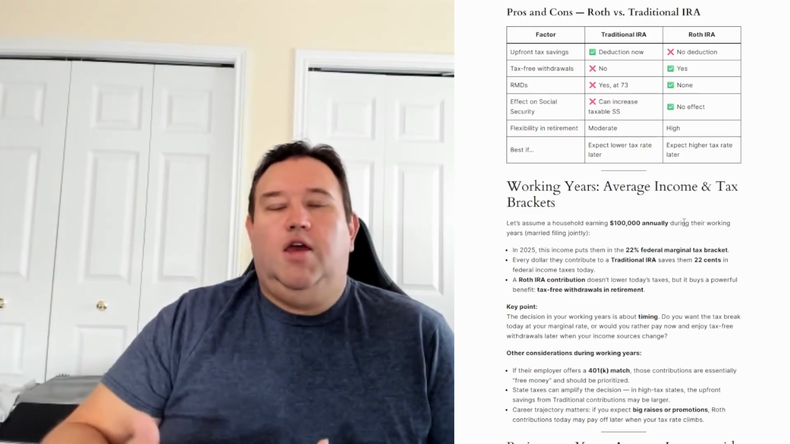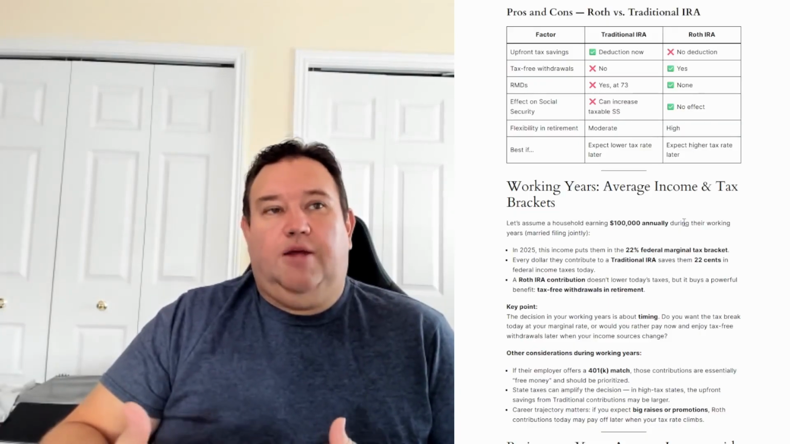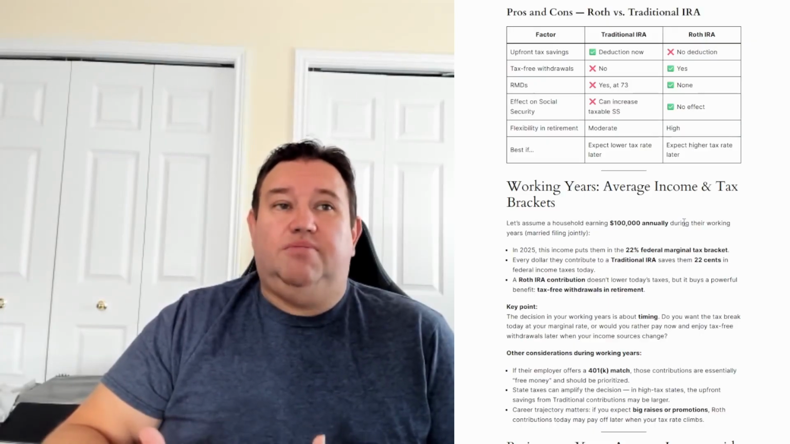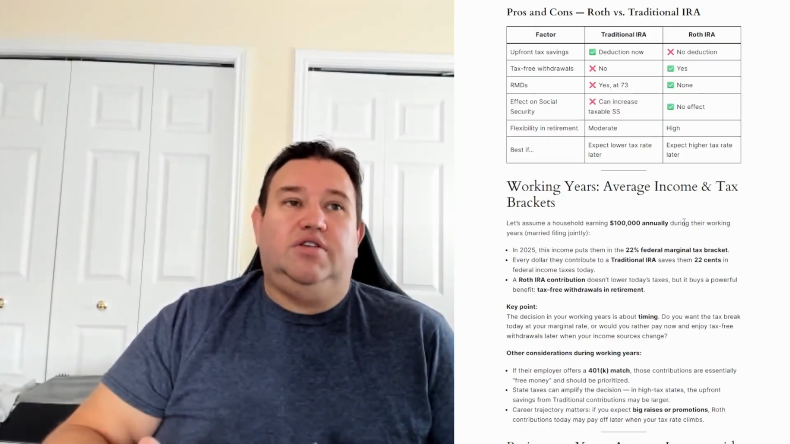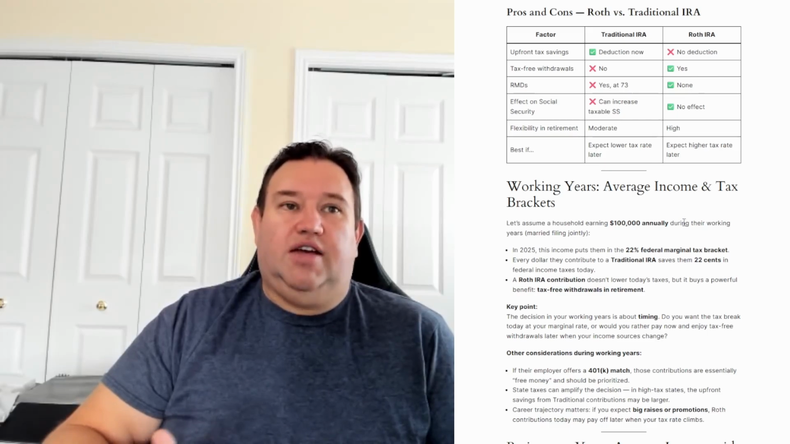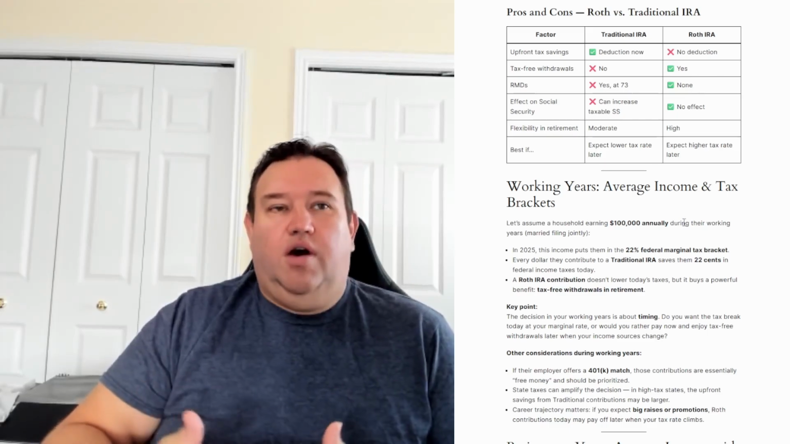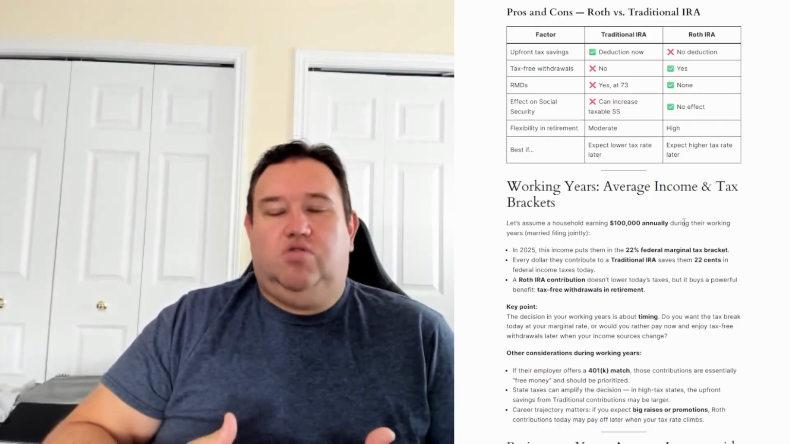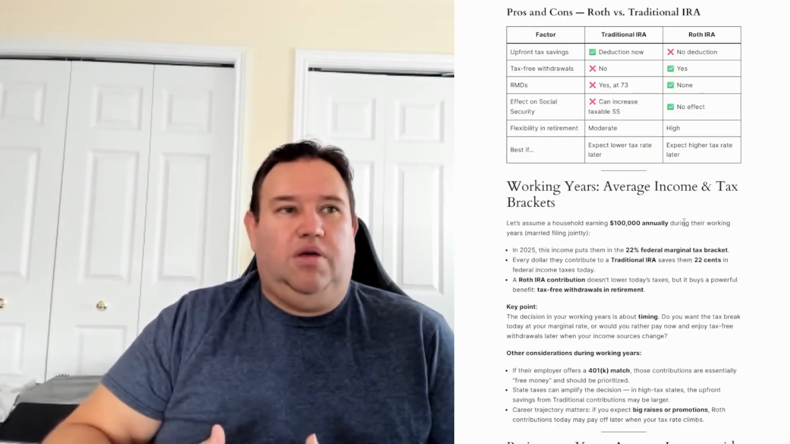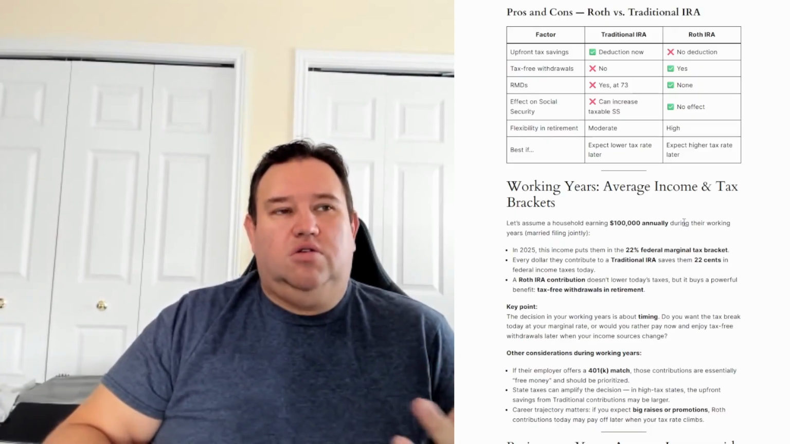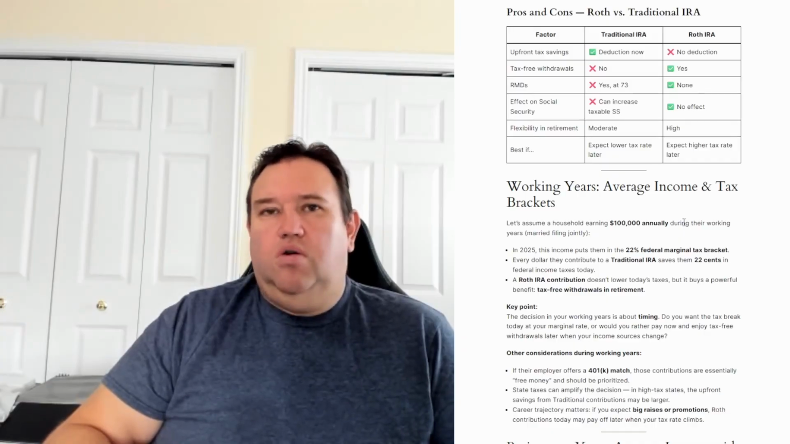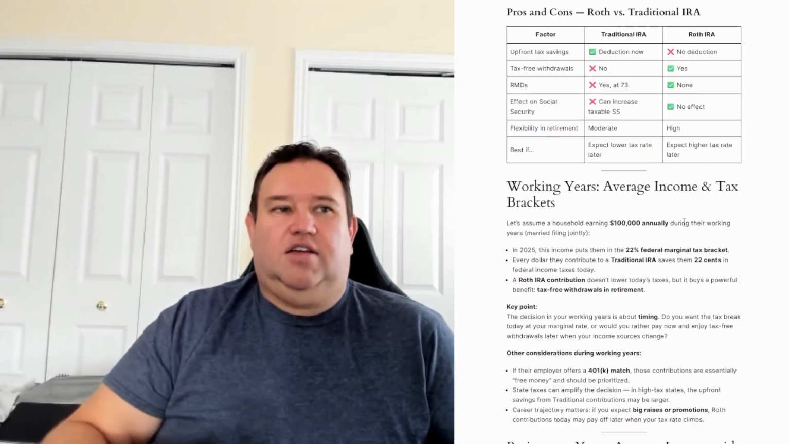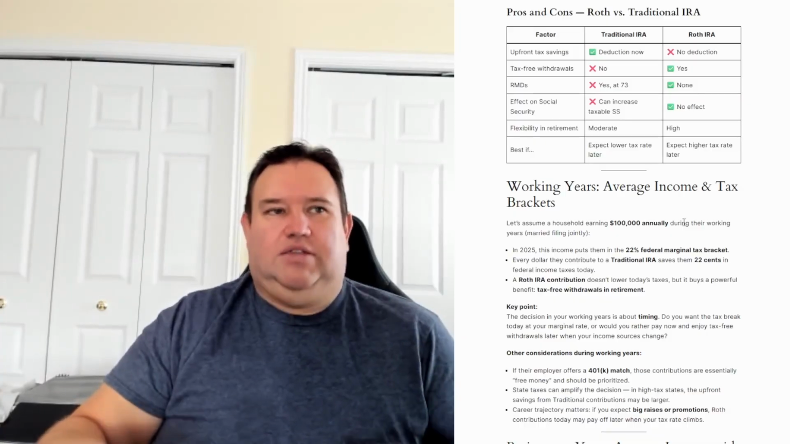Effects on Social Security. This is the big one that starts getting into planning. Traditional IRA withdrawals will count as income and may possibly increase the rate at which Social Security is included in taxable income. On a Roth, it doesn't affect Social Security. Flexibility and benefits: traditional is moderate. There's a lot of flexibility within a Roth. So a traditional is best if you expect to be in a lower tax rate in retirement. A Roth if you expect to be in a higher tax rate in retirement, at the basics.